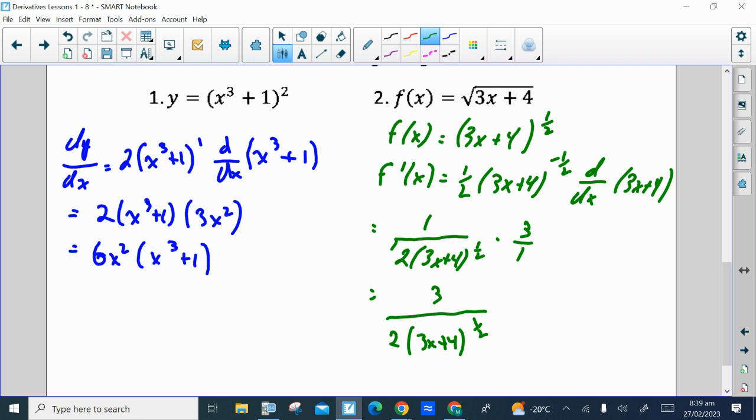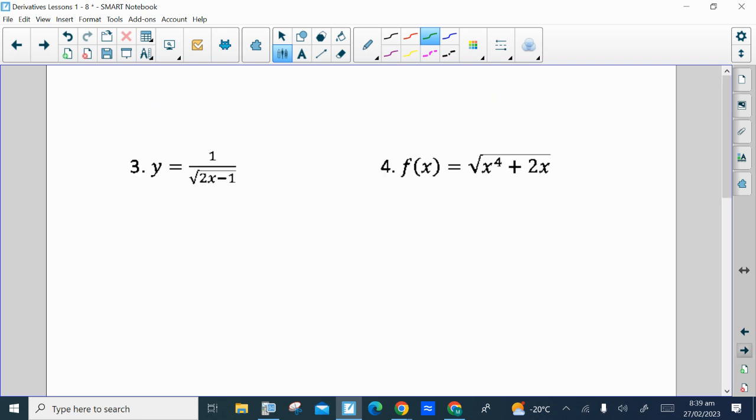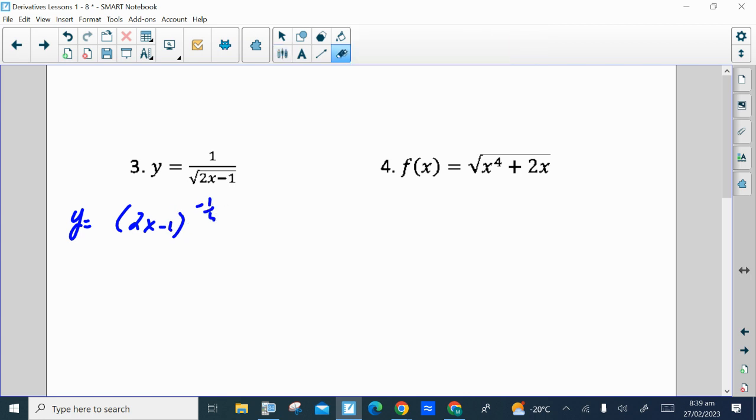Okay, so there's the derivative. Question 3, again, I'd start by writing that as a power. So the denominator is the root of 2x minus 1, which would be 2x minus 1 to the 1/2. We would move that to the top, and it would become 2x minus 1 to the negative 1/2. This just makes it easier to differentiate.